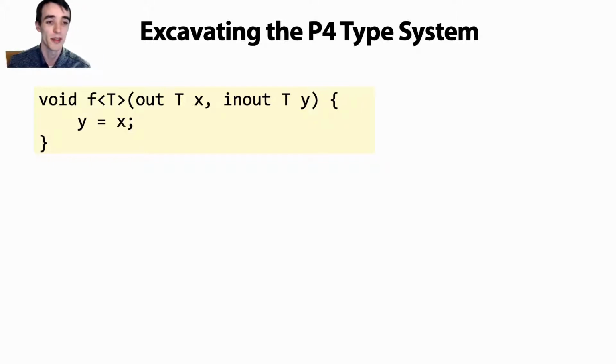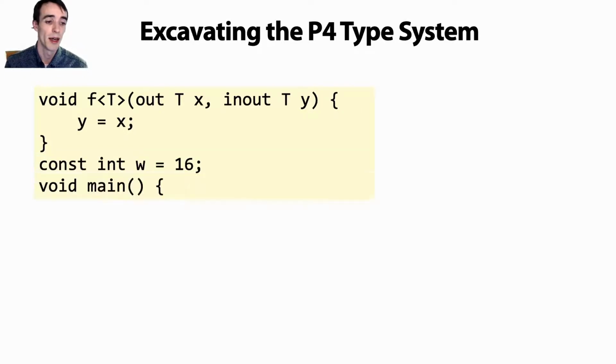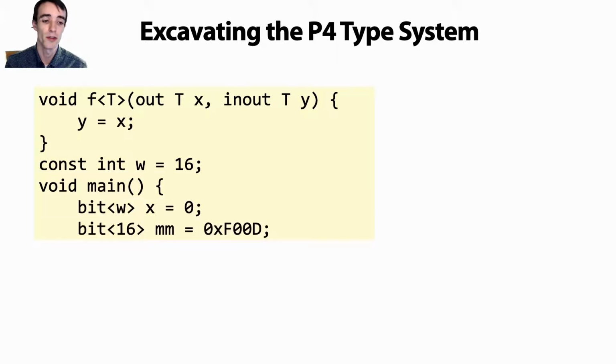We have a function f that's generic, and it takes 2 arguments and assigns the one to the other. Then there's a constant w and a main function. And in the main function, there are 2 variables. The first is an unsigned integer of width w, so w bits. And then there's a 16-bit integer mm. And then we call f with x and mm.